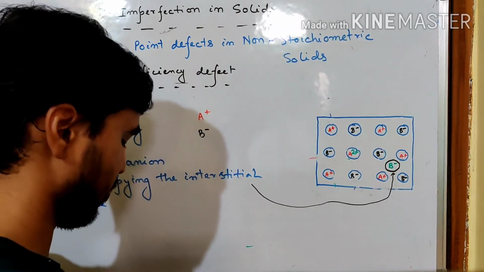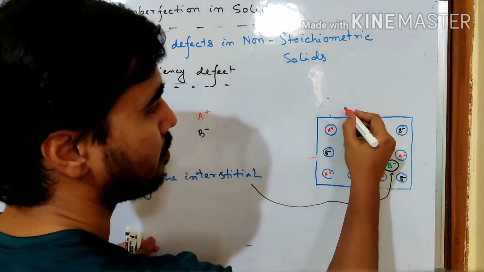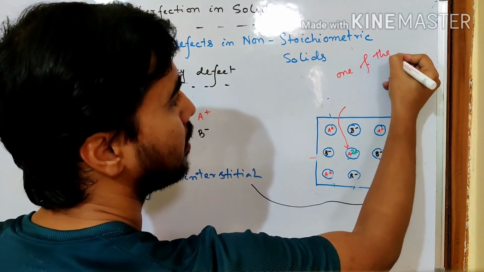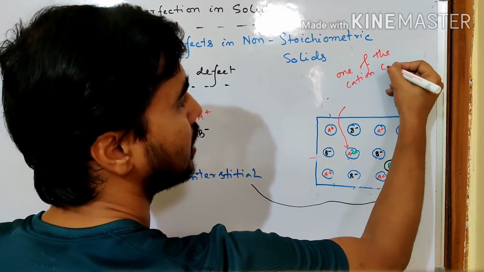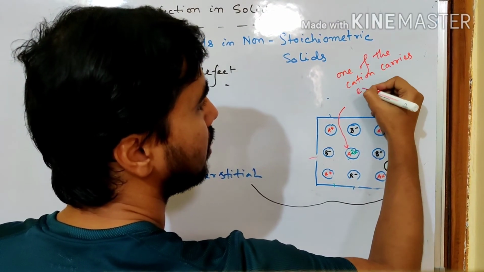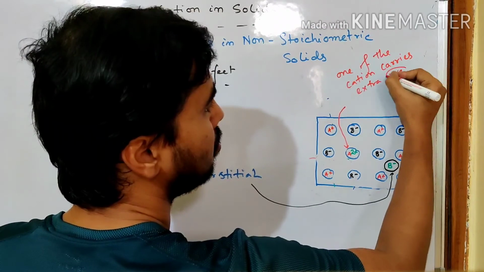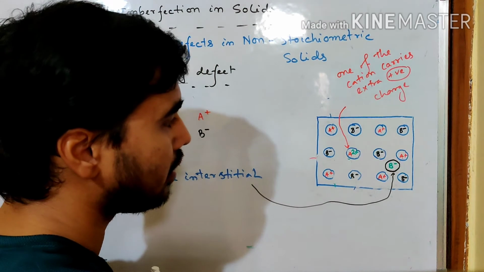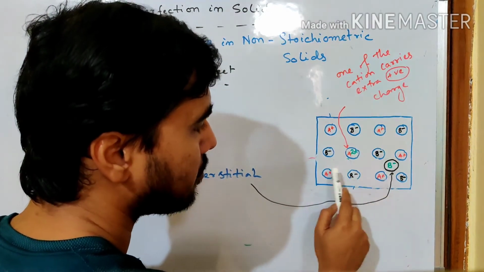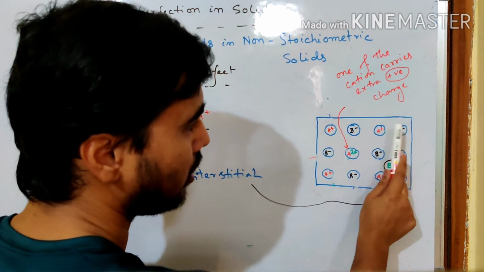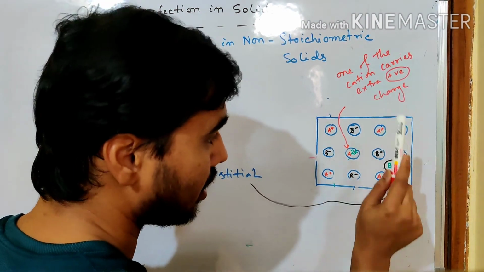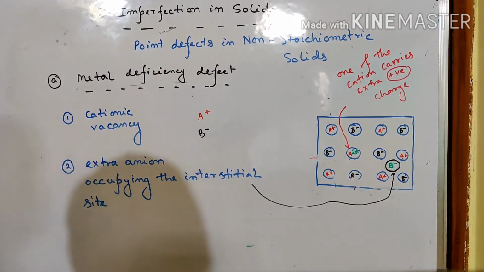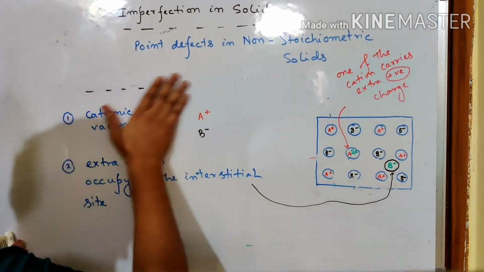So, one of the cations carries extra positive charge to maintain the electrical neutrality, of course. Now you see 1, 2, 3, 4, 5, 6. 6 cations, but anions 1, 2, 3, 4, 5, 6 and extra 7. So that is why it is called metal deficiency defect. The last one is called the impurity defect.